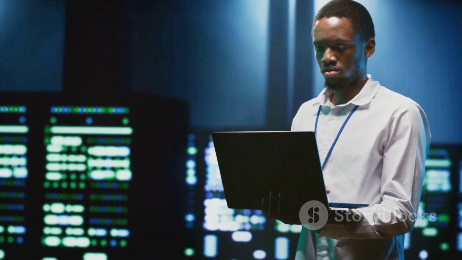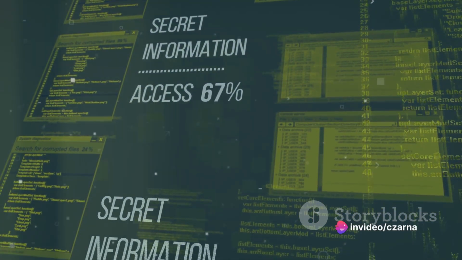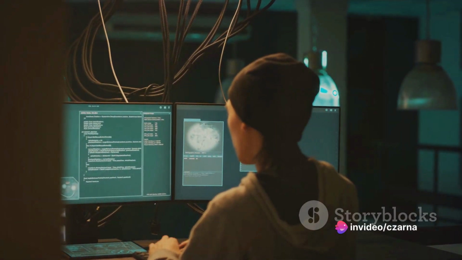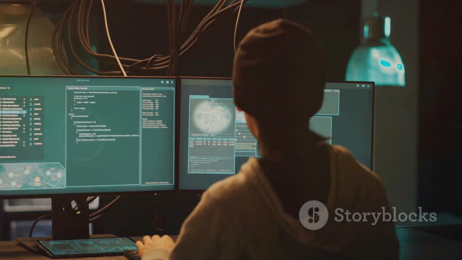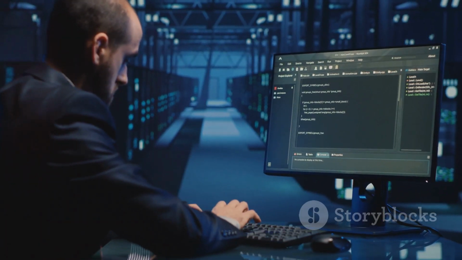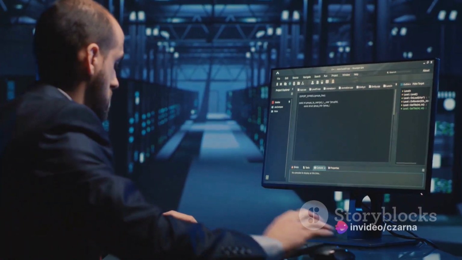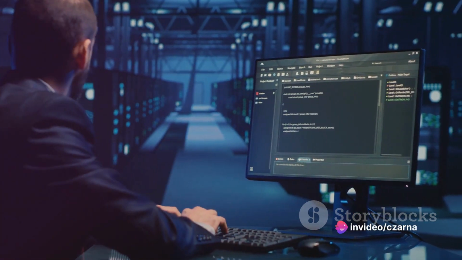One such measure is vulnerability scanning, a crucial component of any robust cybersecurity strategy. But what is vulnerability scanning and why is it so important? In simple terms, vulnerability scanning is a proactive process of identifying, quantifying, and prioritizing the vulnerabilities in a system. It's like a health checkup for your IT infrastructure, identifying potential weak spots that could be exploited by cybercriminals.